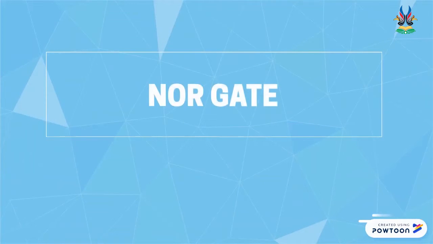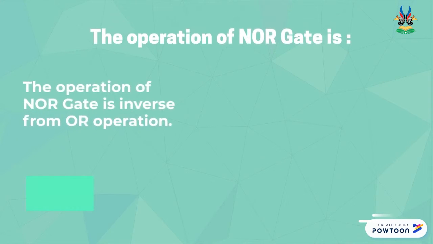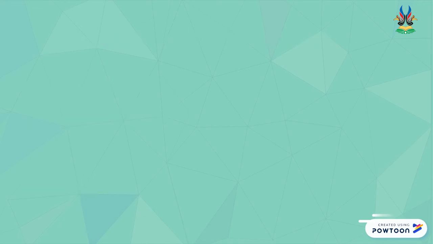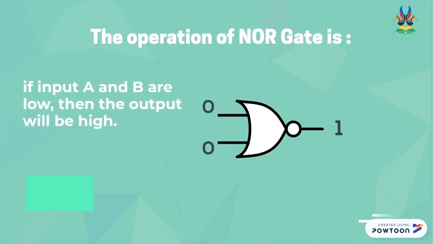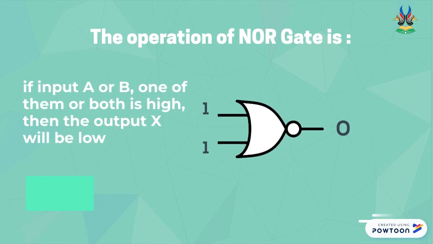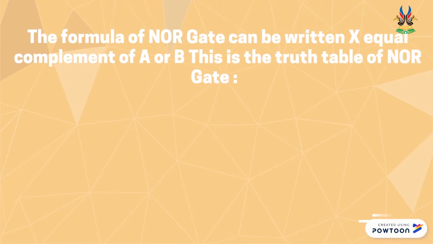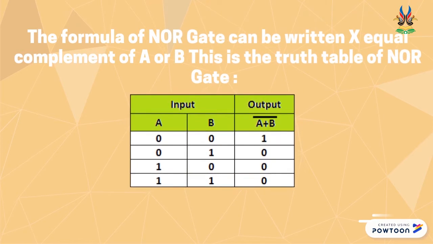Fifth, the NOR gate. The operation of the NOR gate is the inverse of the OR operation. If inputs A and B are low, then the output X will be high. Second, if input A or B, one of them or both, is high, then the output X will be low. The formula of the NOR gate can be written X equals complement of A or B. This is the truth table of the NOR gate.